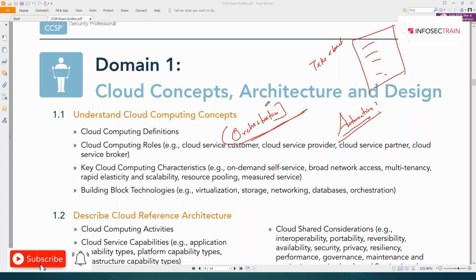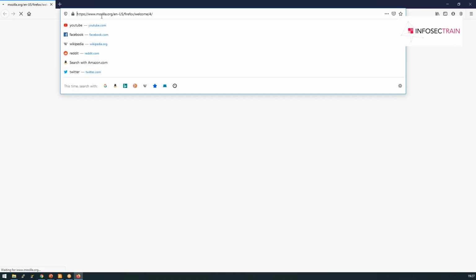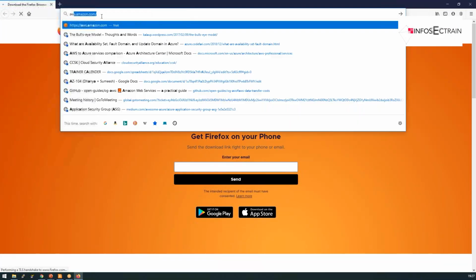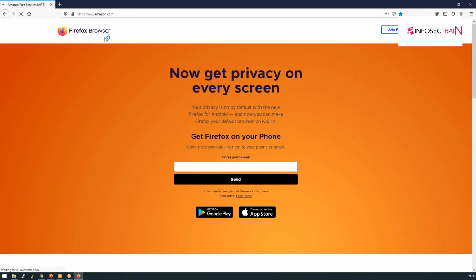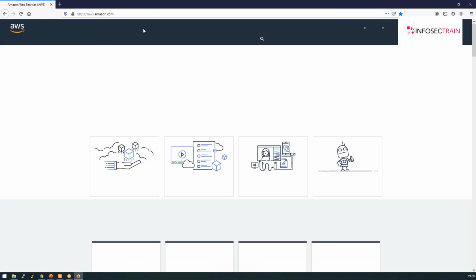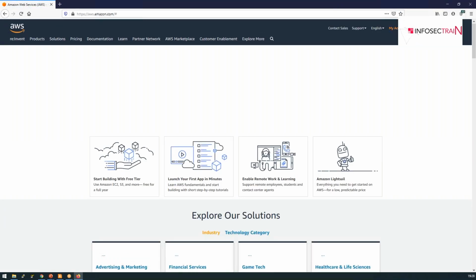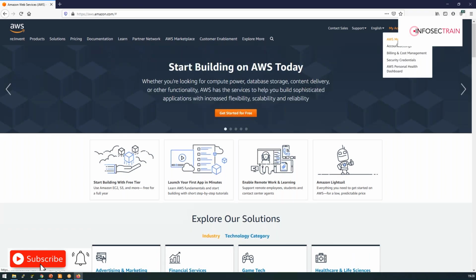So let me show you an example here. I'm just trying to log into my cloud console to show you an example. And for CCSP, one thing I always recommend is, when you go for CCSP, it's better if you have a basic knowledge about the cloud providers, at least AWS or Azure. If you have an overview knowledge, it can be very helpful. Why? Because you can easily correlate things. That's my suggestion for you.